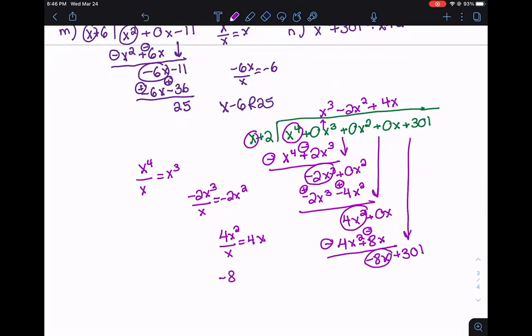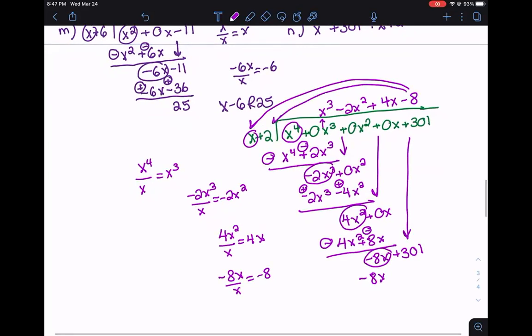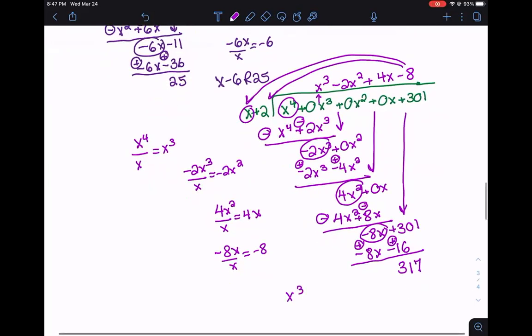Negative 8x divided by x is negative 8. Negative 8 times x is negative 8x. Negative 8 times 2 is negative 16. Negate, negate. The 8x's are gone, and I'm left with positive 317, which is my remainder. So my final answer is the following.